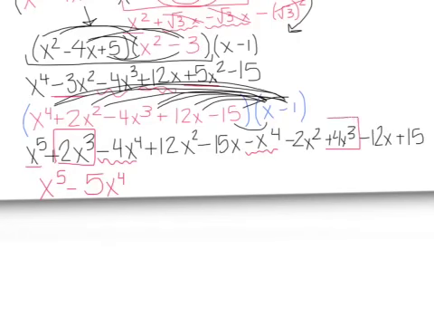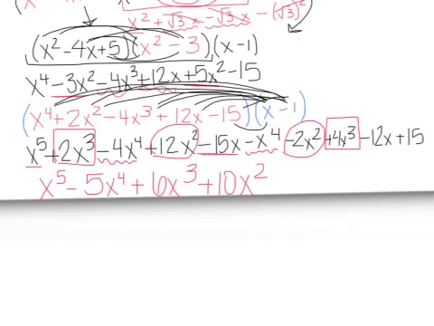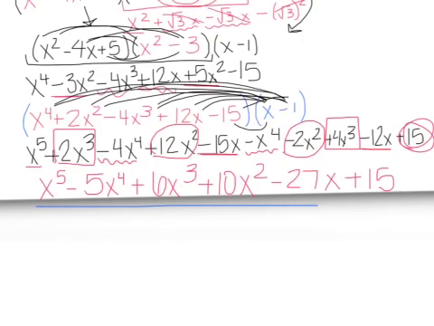and a 4x to the third over here. So we have a 6x to the third. Then we have a 12x squared and a minus 2x squared. So we get a 10x squared. And then we have a minus 15x and a minus 12x, so that's minus 27x. And this plus 15 is down here, so we put plus 15. And then this whole giant thing is our answer.